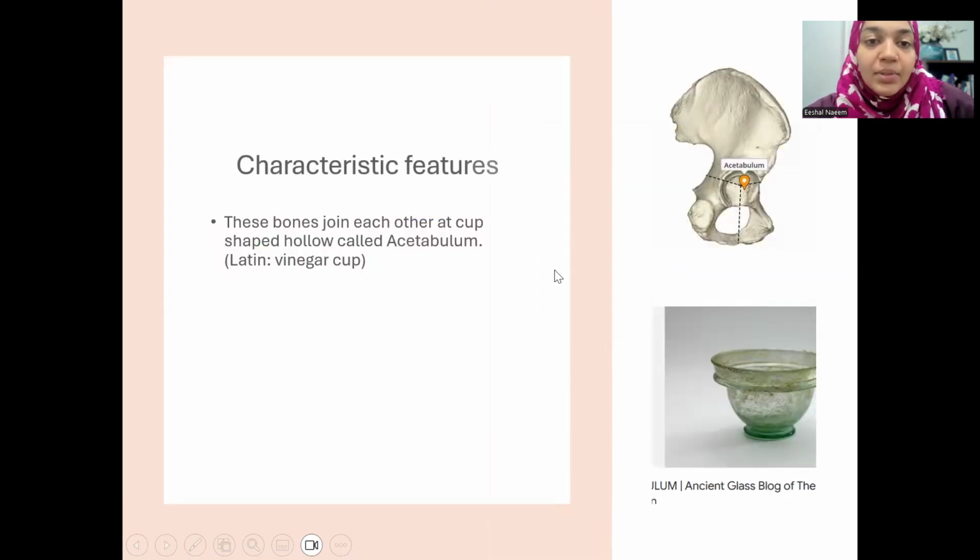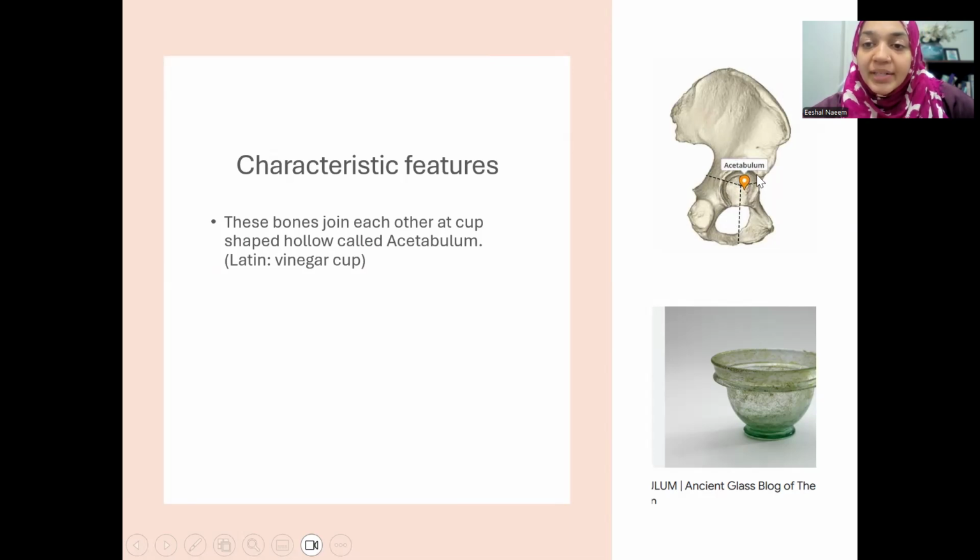Now, acetabulum in Latin means a vinegar cup. So, this is how a vinegar cup used to look like in the olden ages, due to which this part of the hip bone is called the acetabulum. As I told you, two-fifths of it is made by the ilium. Then one-fifth is made by the pubis and two-fifths is made by the ischium.